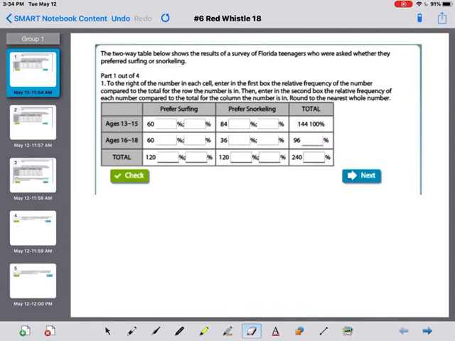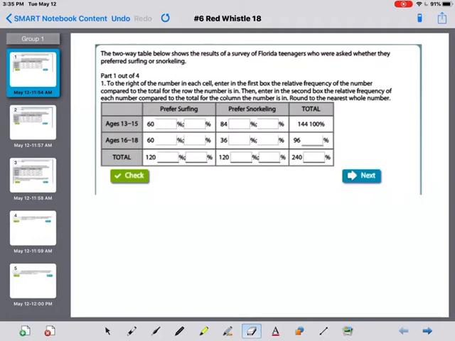Hi guys, so I just wanted to take a look at the last question that you're going to see in the red whistle section for 15.1. It's number 6. I'm not even sure if the numbers in my problem will be exactly the same as yours. Hopefully they will be, but if not, hopefully you'll be able to take the few examples that I'm going to show and apply them to the numbers that you're given in your table.